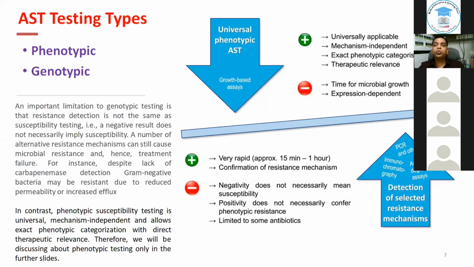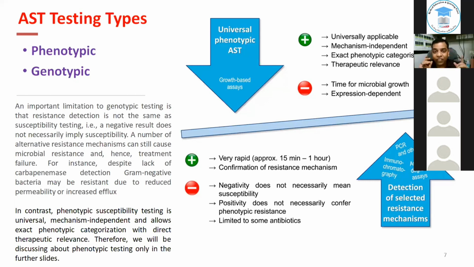Now, as we move towards antimicrobial susceptibility testing, there are in general two broad methods: one is the phenotypic method, and another is the genotypic method. We will go into details of the phenotypic method in the next few slides. If you compare the two, the phenotypic method is universally applicable and mechanism independent. It means whether it is an OXA48 producer, NDM, or KPC, you will get a true sensitive or resistant result.